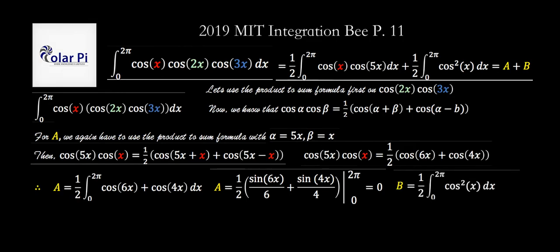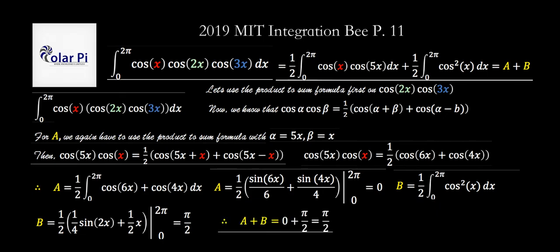As I said, B is the integral involving cosine squared, and for that, I've already showed you how to integrate it before, so look out for the video below this video. But the antiderivative of cosine squared x, I'm suggesting by this result, is a half sine 2x plus a half x. And we evaluate, we get pi over 2. And so when we add A and B, we get pi over 2, which is the correct solution to this.